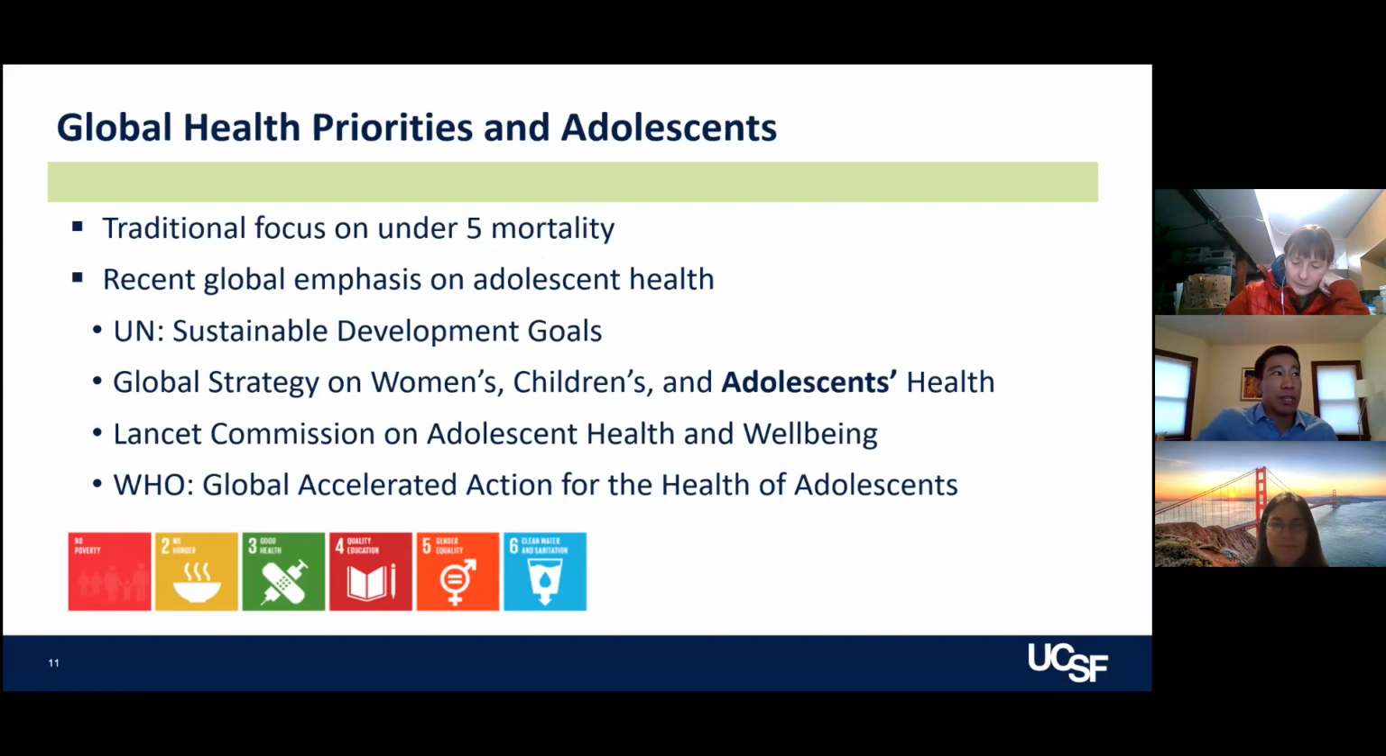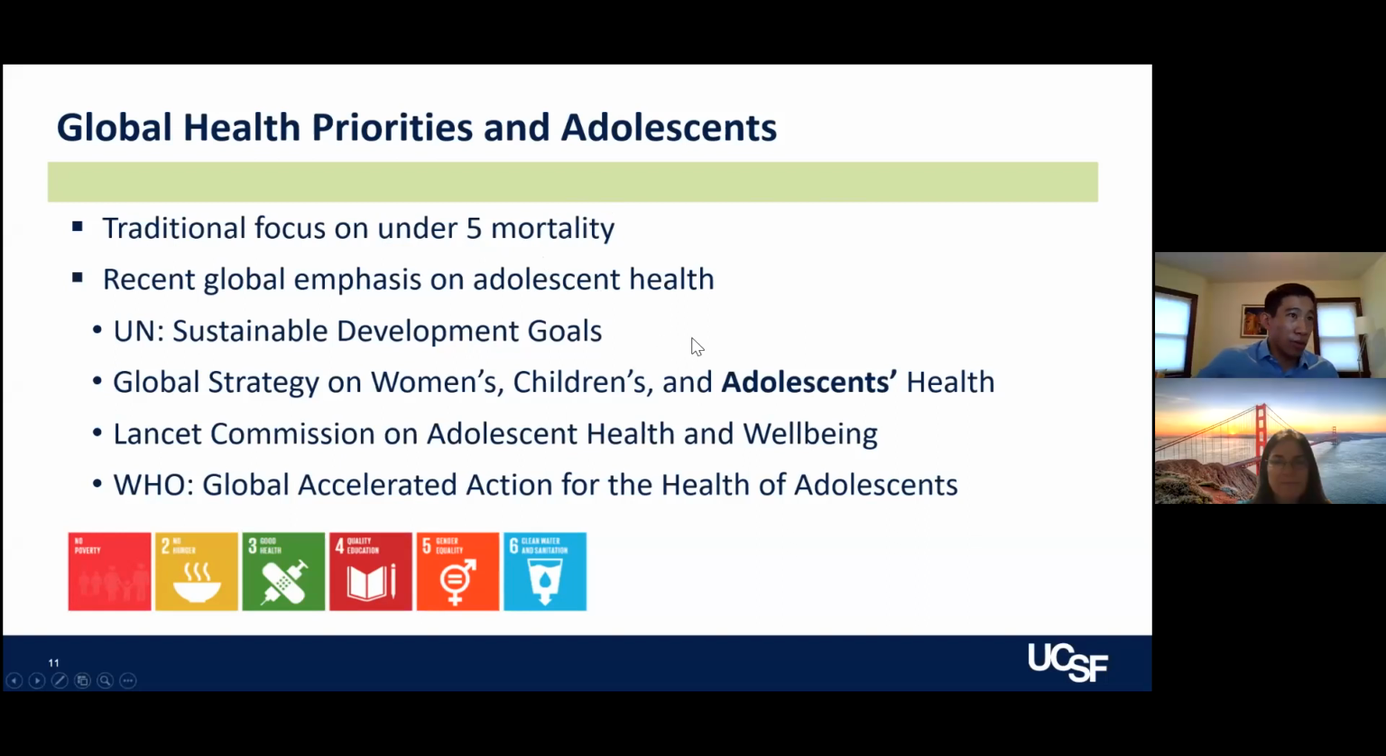But I think that in recent years there has been more of an emphasis on adolescent health, and this is reflected by the UN Sustainable Development Goals. There are many goals that are related specifically to adolescents. The UN also had a name change recently. They had a global strategy on women's and children's health, and around 2015 they added adolescents to that. So it's the global strategy on women's, children's, and adolescents' health, and there are specific metrics and priorities within adolescent health, which has changed some funding, allowing more resources to look at adolescent health.